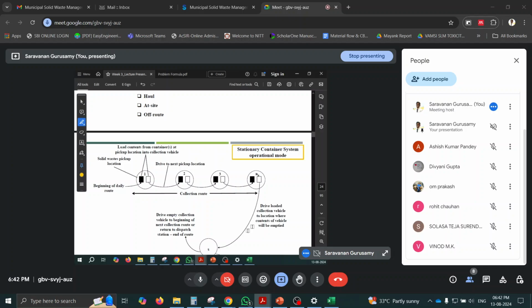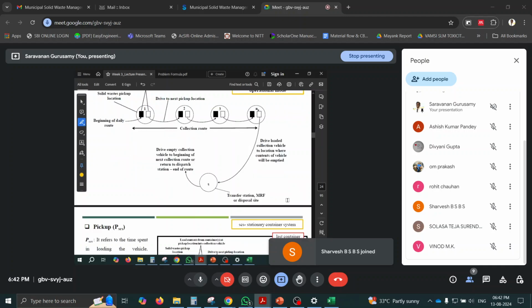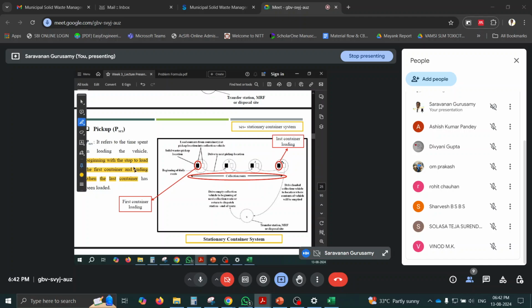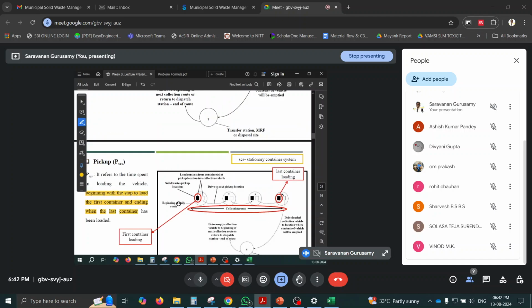Per trip will be maybe 4 or 5 locations, or 6 locations also. Once the vehicle is full, we have to come to the disposal site and then go to the next trip or to the garage. So here pickup begins with the stop at the first container and ends with the last container. The whole process will be considered in this Pscs. This is a stationary container system. In the hauled container system, we considered only one location: how much pickup, how much unload, and then how much time taken to go to the next site. But here, one trip is equal to the whole thing.